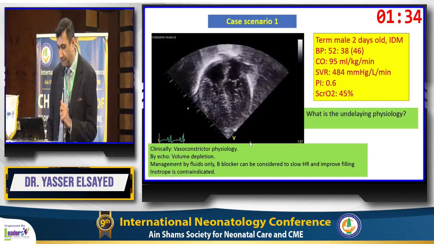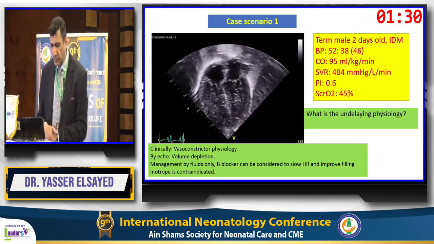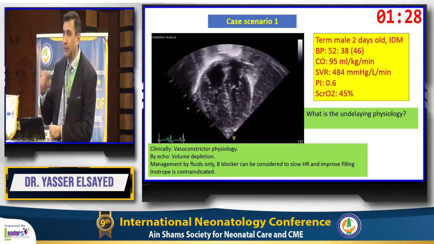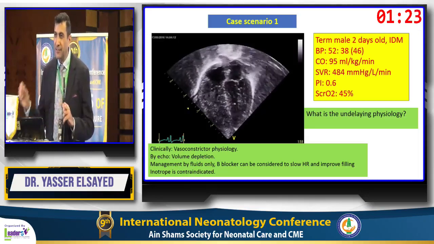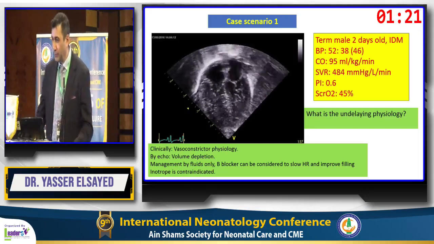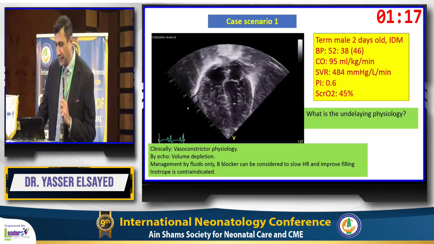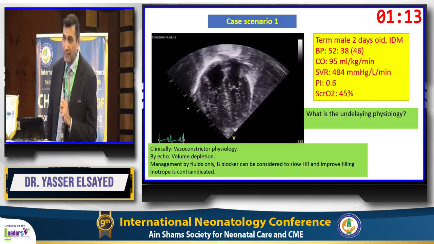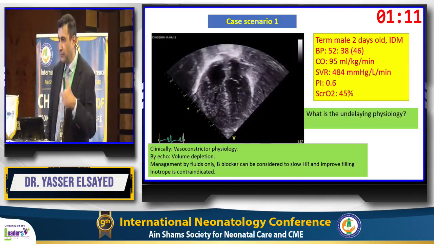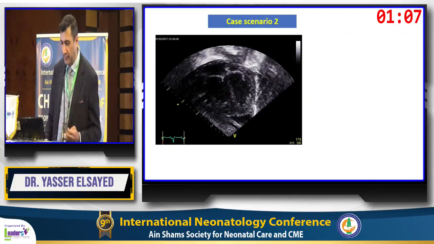In this infant, if you look at the clinical data, it is vasoconstrictor physiology. But we should not use dobutamine to treat this case. It's contraindicated to use inotropes. That's why you cannot diagnose it without echo. And with echo, it's just fluids, volume expansion, and that's it. Don't give inotropes. And in some situations, we give beta blockers to slow the heart rate to give more time for filling. That's the typical infant of a diabetic mother with hypertrophy.